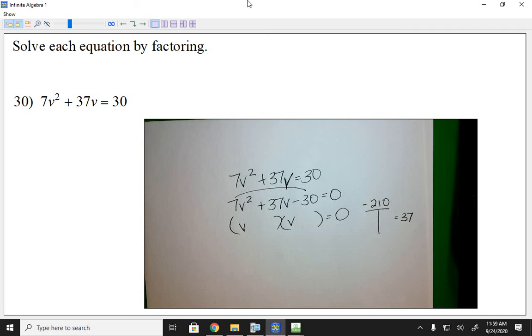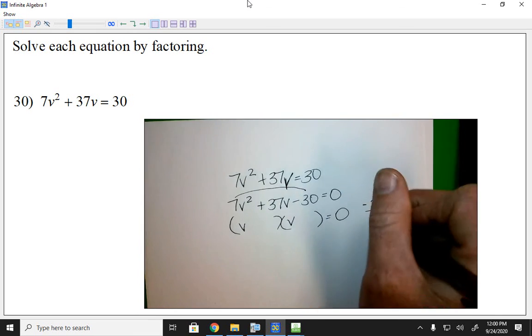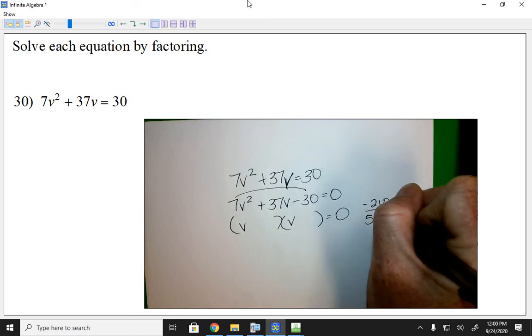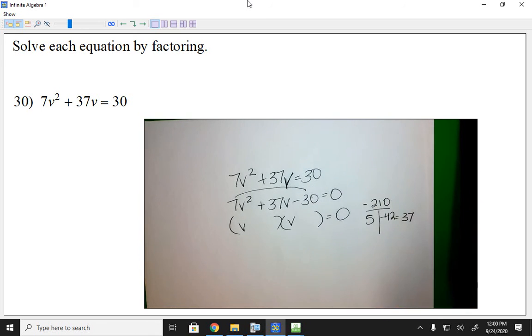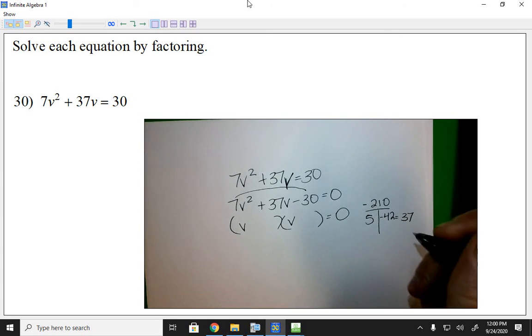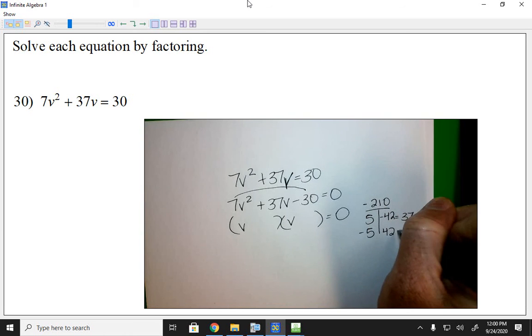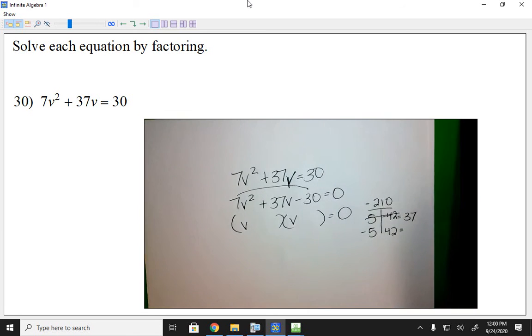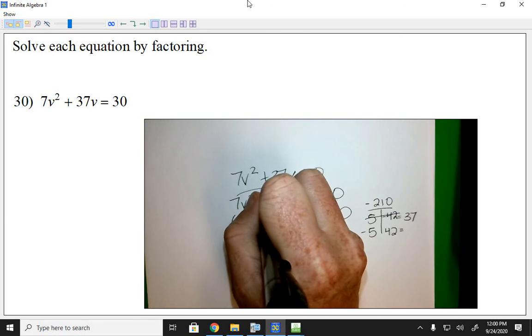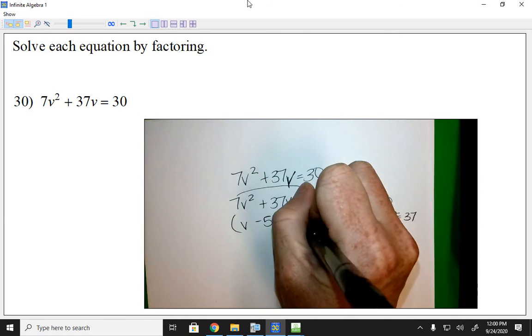I need 37. Okay, so it looks like I have a 5 and a negative 42. That's going to be negative 37, so I need a positive 37. So let's change my sign. All right, so that's going to be positive 37. So minus 5 plus 42.